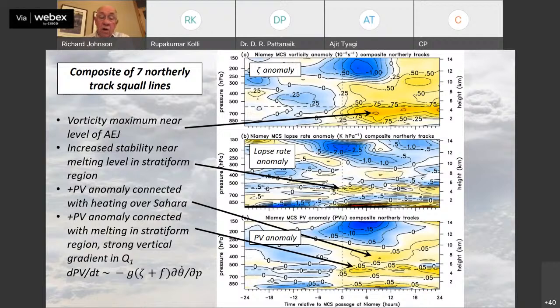And a little bit lower, residing near the melting level, which is indicated by the dashed line, that's 0 degrees C, there's a PV maximum that shows up there connected with the melting. So we have sort of 2 sources of PV coming into the picture here.